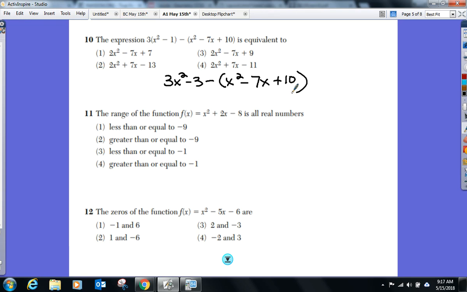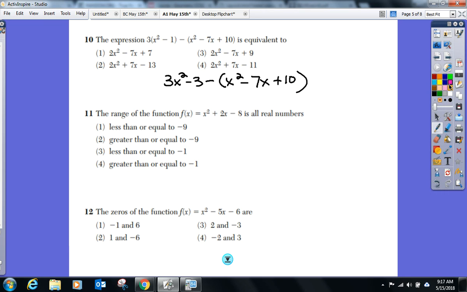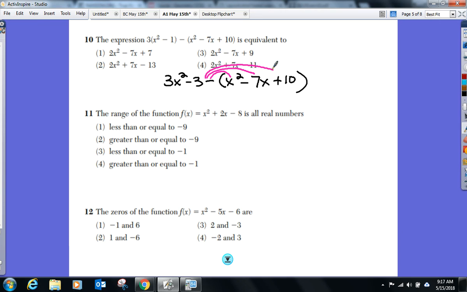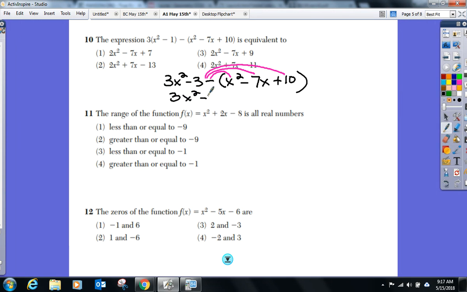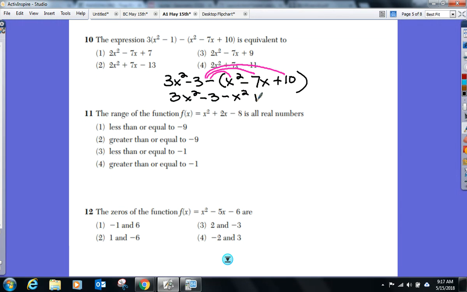Do we remember subtracting with that second polynomial? Something's got to happen. That's why I kept the parentheses up there. You have to change the signs in the second polynomial when you subtract. Please, please remember that. So I have 3x squared minus 3, minus that x squared, plus that 7x, minus the 10. Change the signs in the second polynomial when you subtract.